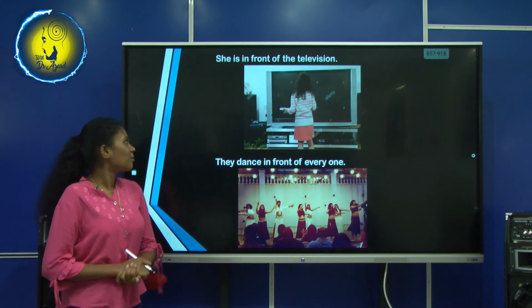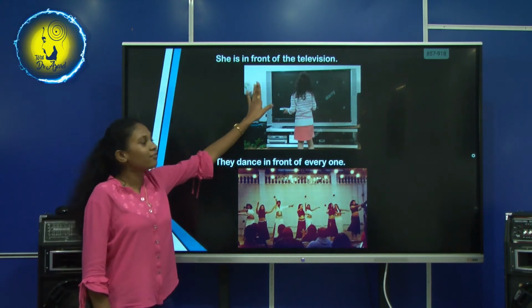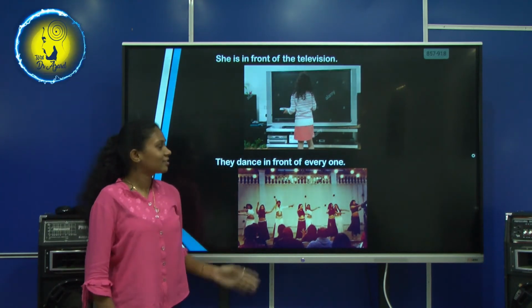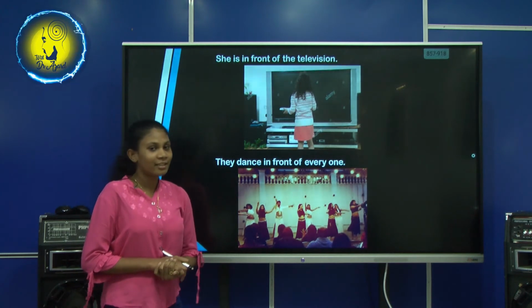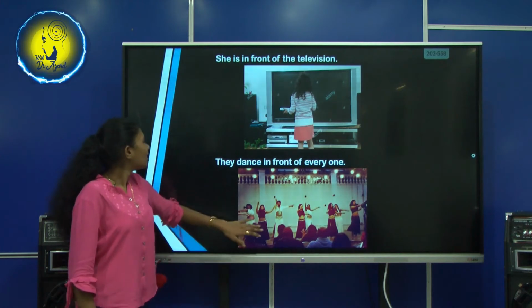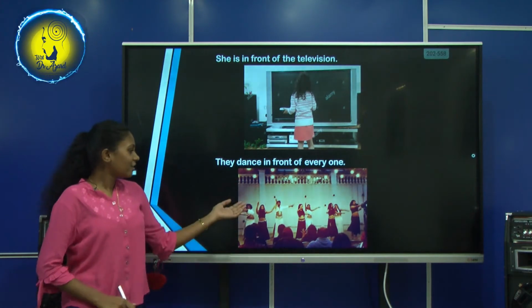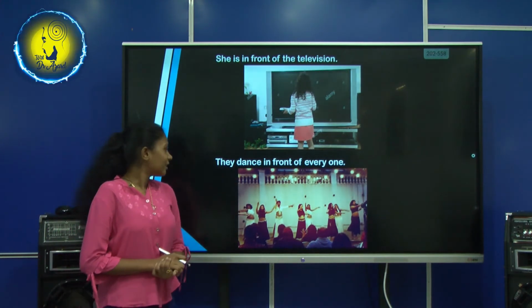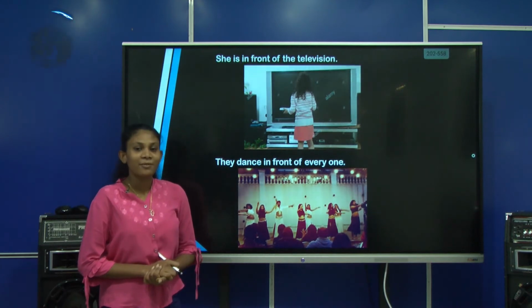So, next example, she is in front of the television. There is a girl. The girl is in front of the television. Last example, there is a dancing group. They dance in front of everyone.